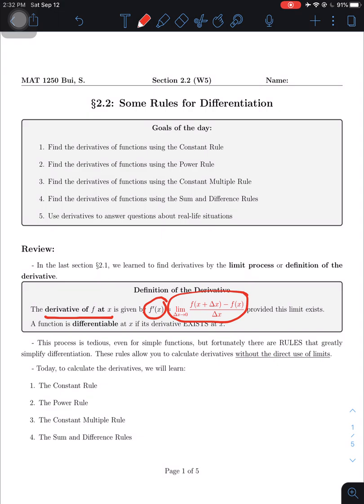We're going to learn 4 rules, because as you experienced in the last section, the process of finding the difference quotient and then taking the limit is really tedious. It's hard and long, and it involves a lot of algebra skill and is complicated. So today I'm going to show you a new way to find the derivative, and we're going to go through the 4 rules next.